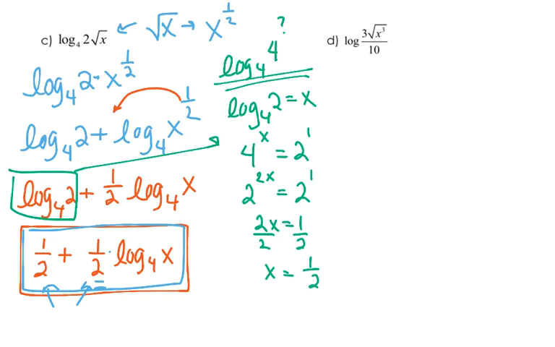Alright, notice there's a 3, an x, and a 10. Now the 3 and the 10 can't be simplified, so I might end up with 3 different logs. First thing I'm going to do though is rewrite this as the square root of x cubed. I'm going to rewrite that as x to the 3/2 power. So right now I have log, that's an ugly log.